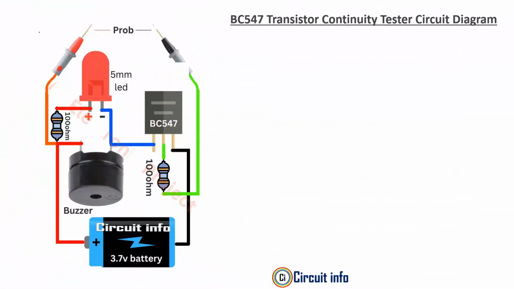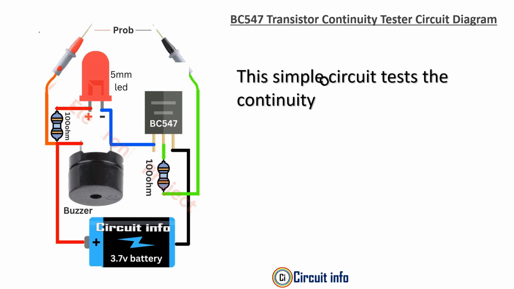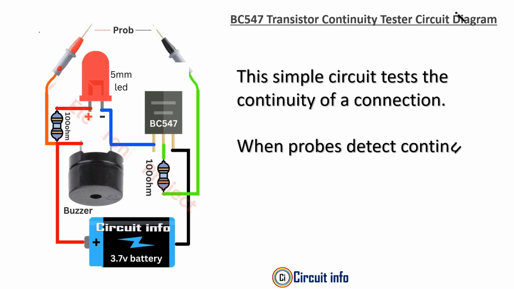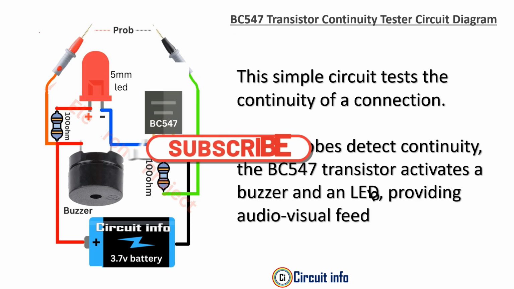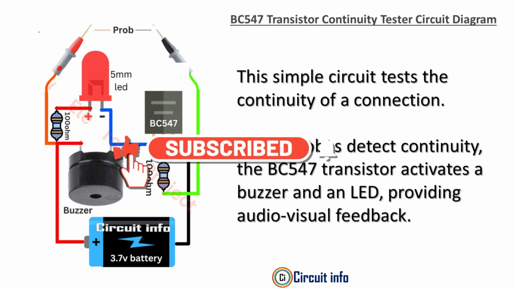3. Continuity tester circuit. This simple circuit tests the continuity of a connection. When probes detect continuity, the BC547 transistor activates a buzzer and an LED, providing audio-visual feedback.